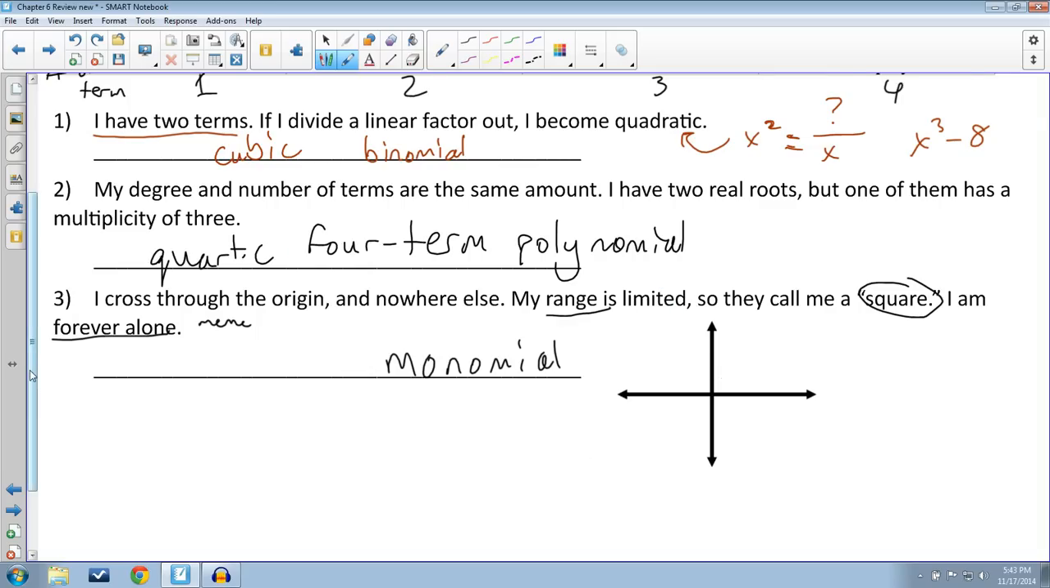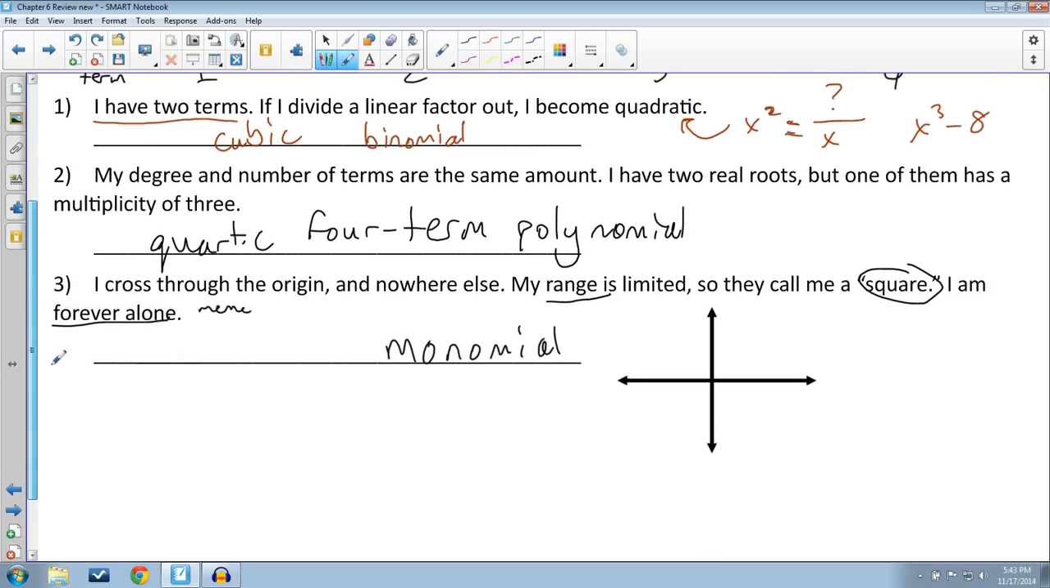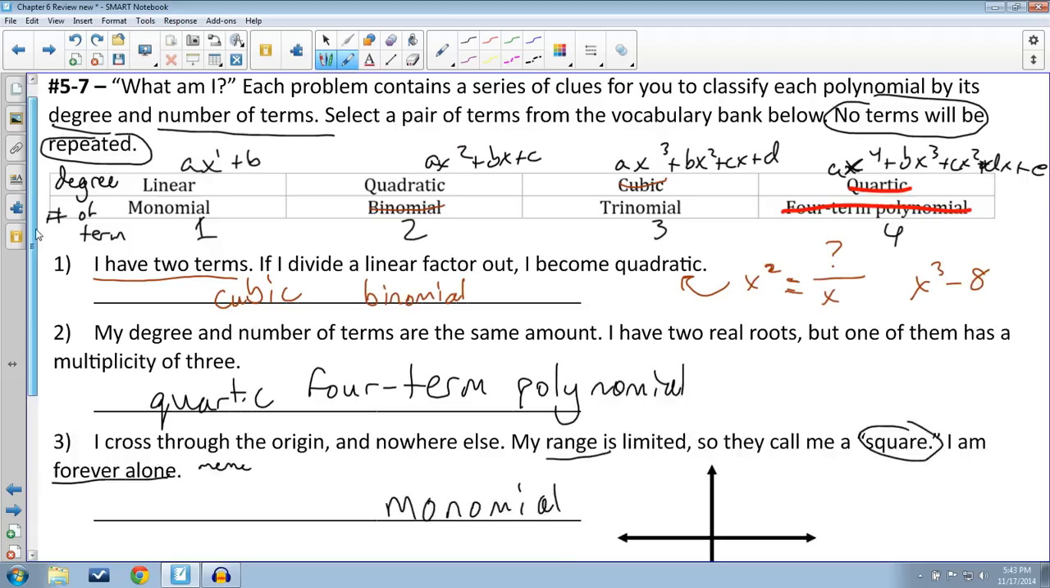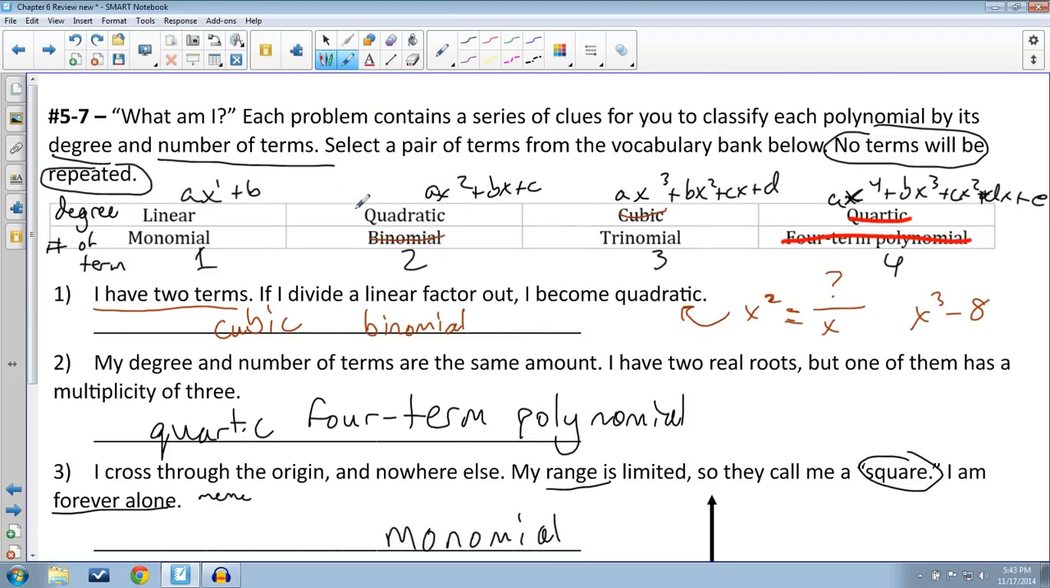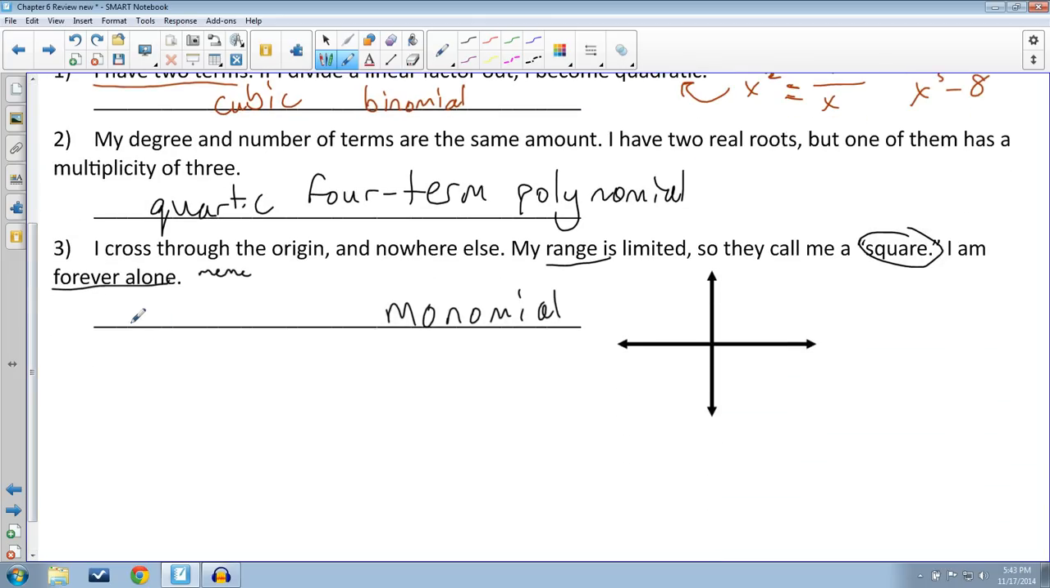Quadratics and quartics, they have vertexes. They have minimum points. Quadratic stops somewhere. It has a vertex. Its range is limited. Doesn't matter if you know whether that's a square or not. It can't be quartic or cubic. We already used them. So it must be quadratic, and we said it must be a monomial. So this is a quadratic monomial.